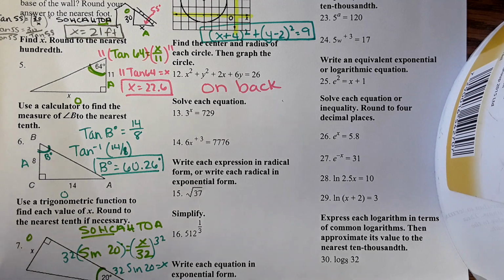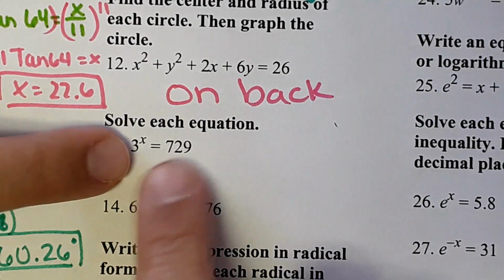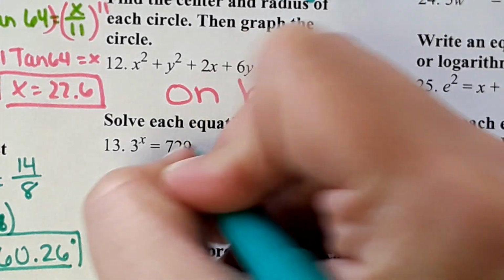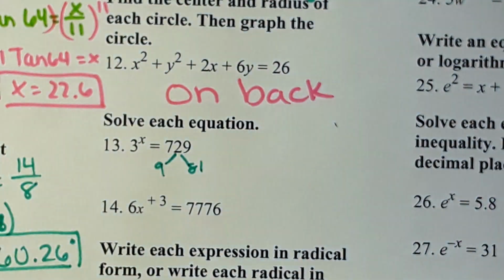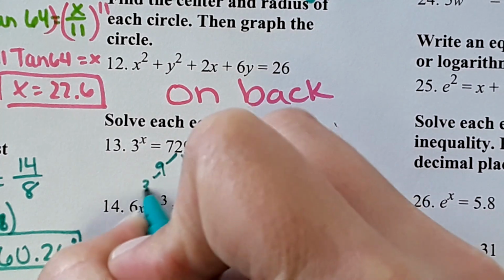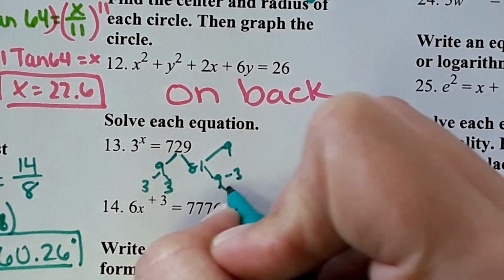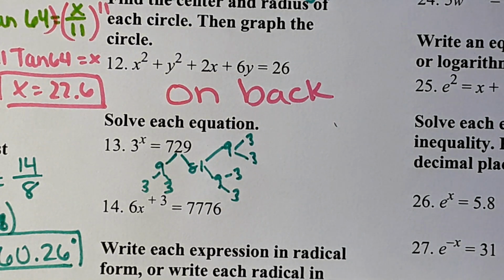So for 13 and 14, well, we'll start with 13. To solve for x, what we have to do is get the same base, and then we can set x equal to the exponent of the other number. So what I mean is we're going to break up 729 into its smallest factors, which happens to be 3's. So breaking up 729, 9 and 81 is what I'm going to use to start. Okay, so all of its smallest factors are 3.